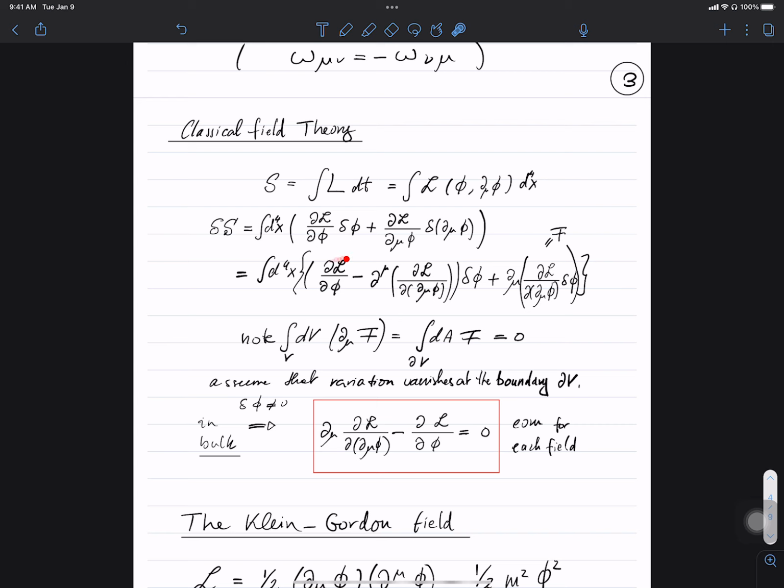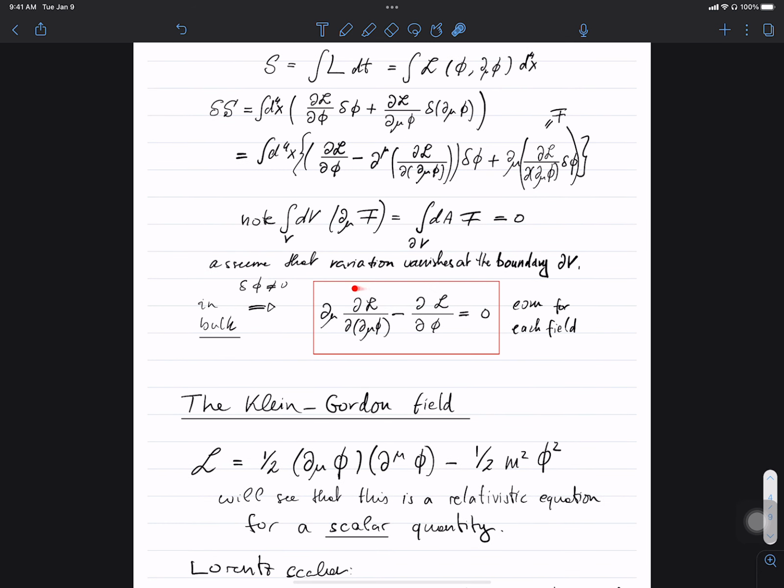Now what we are left with is just this bracket here, because we know that the variation doesn't vanish in the bulk of the space. We know that this bracket has to vanish, and it gives us this, which looks very similar to the equations of motion for classical mechanics, but now we have the derivatives with respect to fields and with respect to space-time derivatives of fields. And we have a summation here over this index mu that runs from 0 to 3.